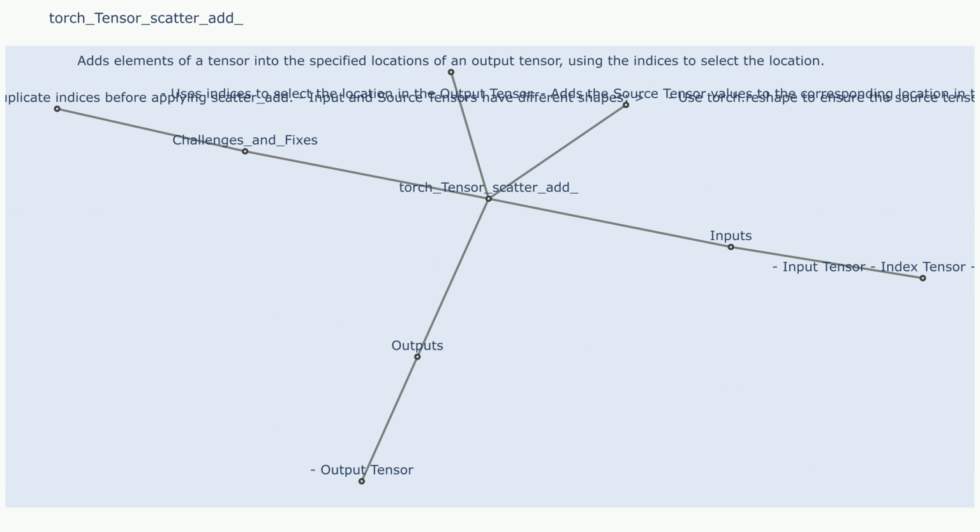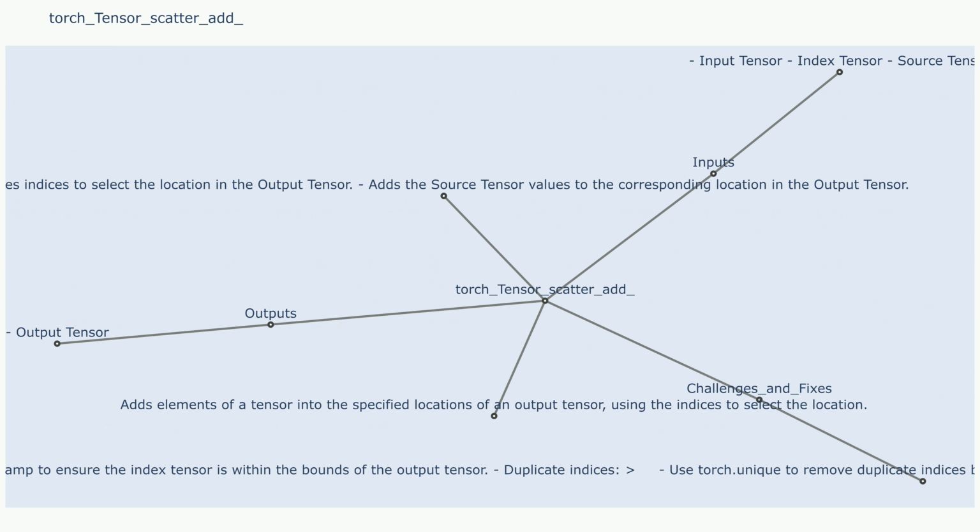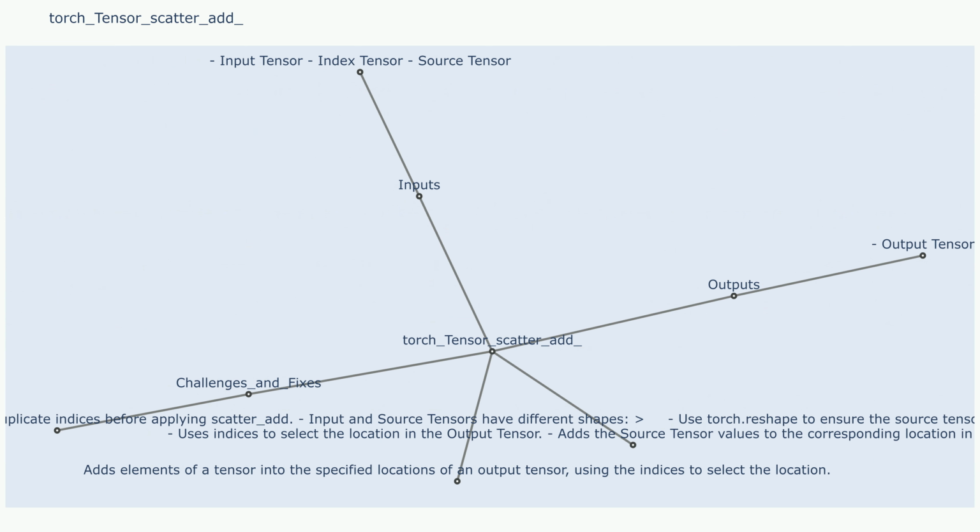Challenge 1: the size of the index tensor should be compatible with the size of the source tensor along the specified dimension. Sample use case that resulted in challenge 1: if the index tensor has more elements than the source tensor along the scatter dimension, it will raise an error. Ensure that the index tensor has the same number of elements as the source tensor along the scatter dimension or less.